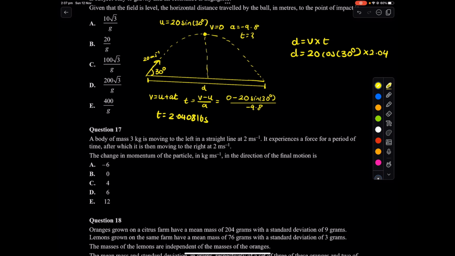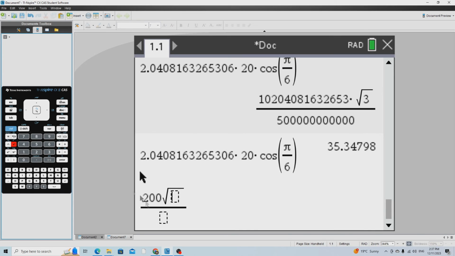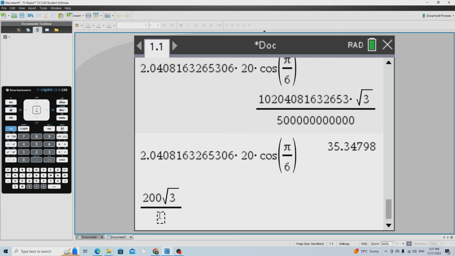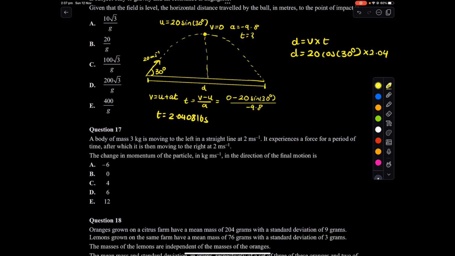Well, so that's going to be, is it 200 root 3 over g, which is 9.8? Aha, they're the same thing. So yeah, it's d. I should have actually looked at the question and used g as a variable. So I should have used this over here as negative g, which would have made my life easier. So for example, this here would be negative g over here, so your time would be all in terms of g. But yeah, d would be your answer for that question.